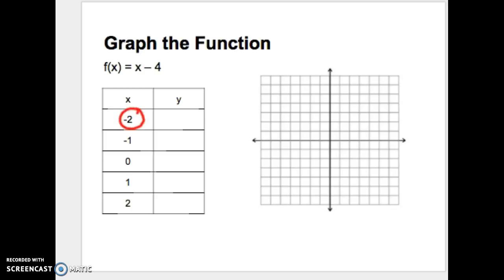So, we need to take this -2 and input it into our x value. We end up getting -2 minus 4, which gives us -6. If we follow the same process for each of our values, we get that the next one is -5, next one is -4, -3, and -2. Moving up 1 each time. That's why this is a linear equation. It's going up by a constant rate each and every time.